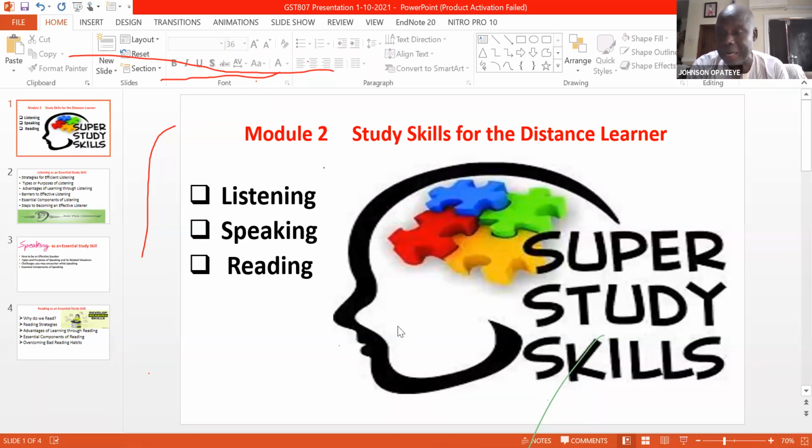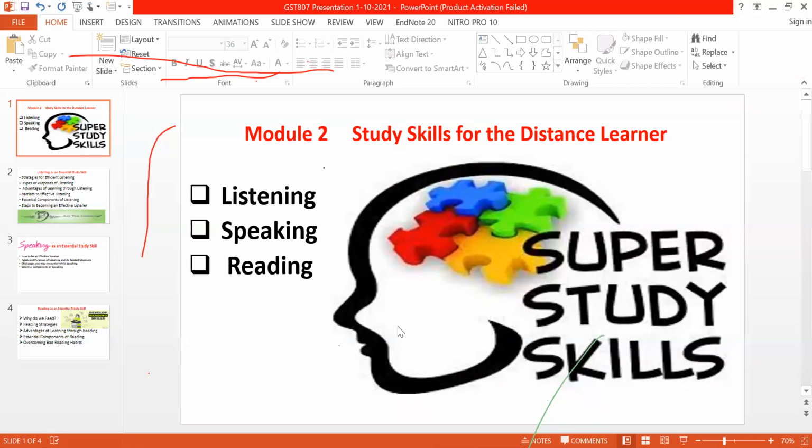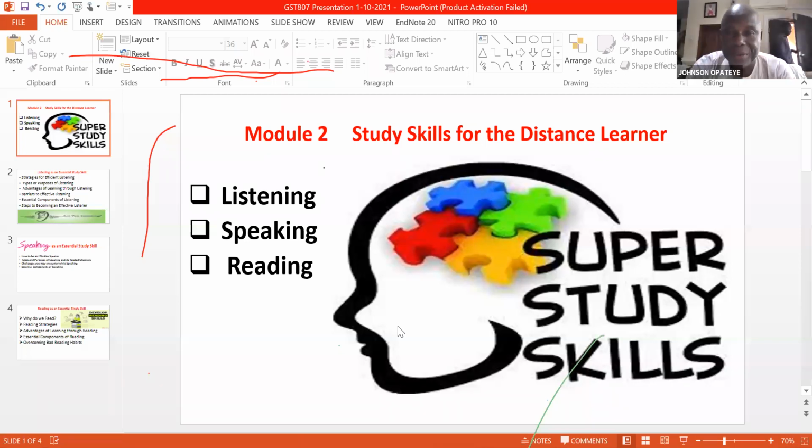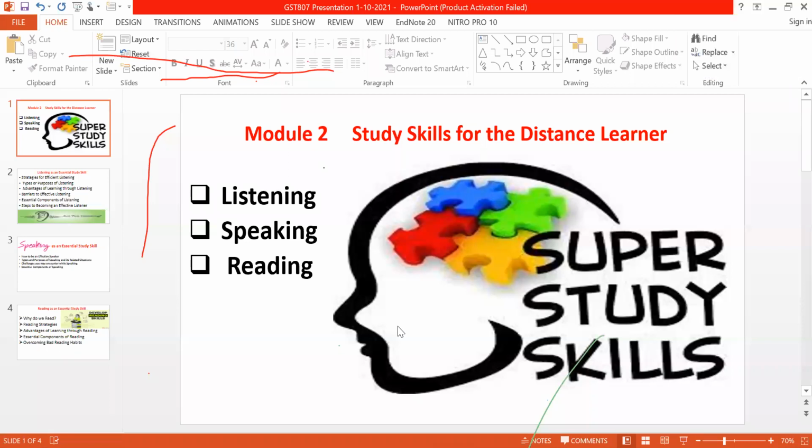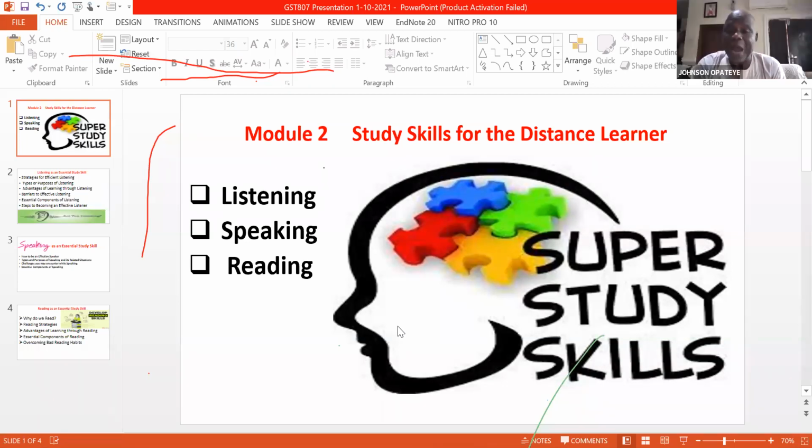And we have different types of listening. Some listeners are active and attentive in the class. We also have the critical and analytic listener. We have the empathic and therapeutic listener. And we have the appreciative listener.